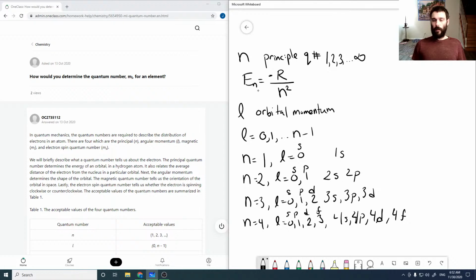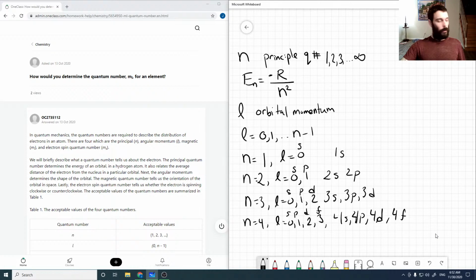If l increases further, then we would just follow alphabetical order. So l equals 4 is g, 5 is h, so on and so forth. But in our periodic table, we only get up to f shells, or we only observe electrons in f shells. Although with excitation, we can hit more exotic shells.